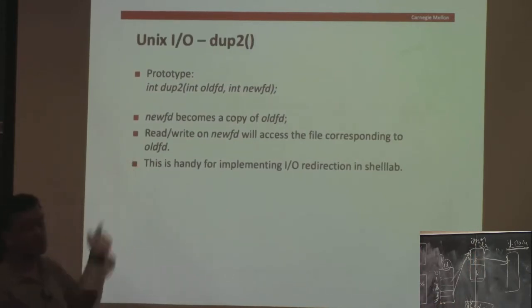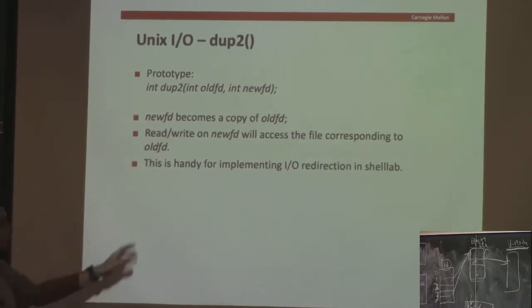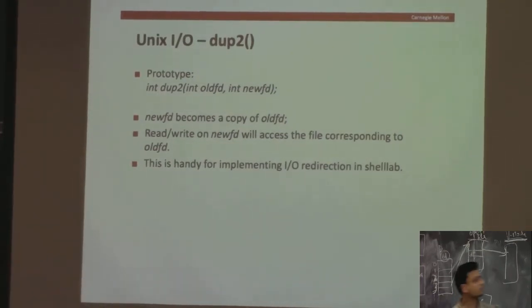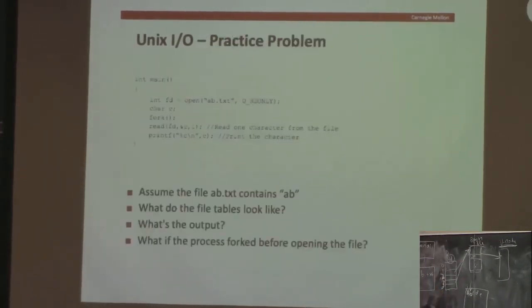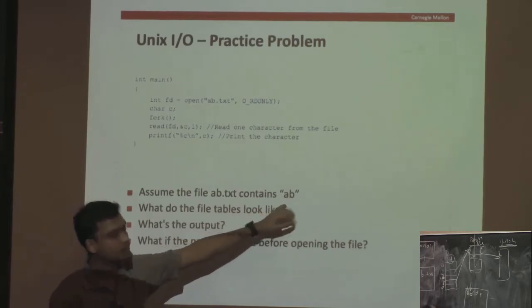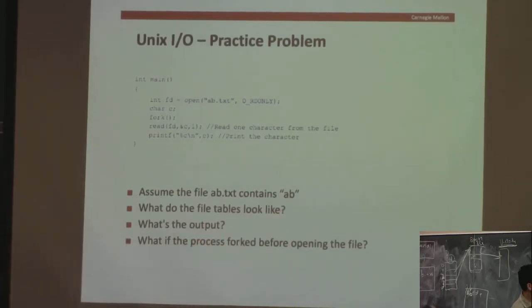So this is one key thing that you'll be using in your shell lab for redirection. I suggest you go and look at the details of what dup and dup2 do, and this will be a critical thing. As a practice example, let's say you have a file ab.txt which just contains A and B, and you do this operation. What will happen?